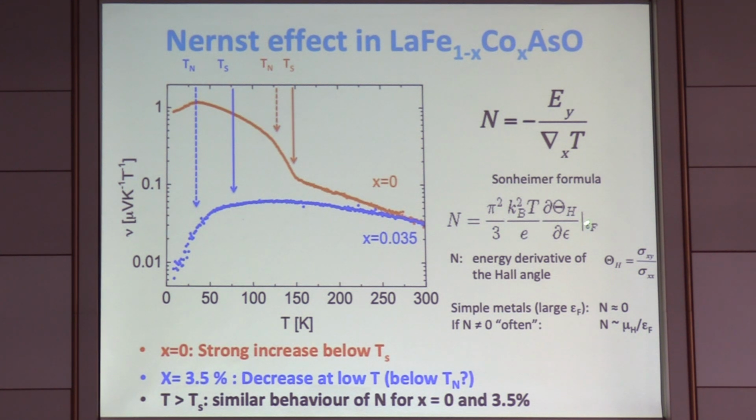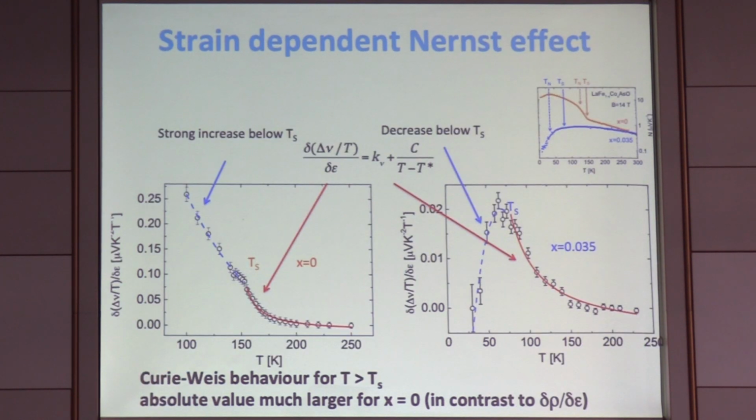Okay, but in the standard picture, you would argue what you measure here is something like the energy derivative of the Hall mobility. Maybe we can discuss that later on. In simple metals, it's really 0. You cannot measure it at all. Often it scales somehow with the Hall mobility divided by the Fermi energy. So if the Fermi energy becomes small, if there are some additional things going on there, it can become large. So now, the strain effect looks like that.